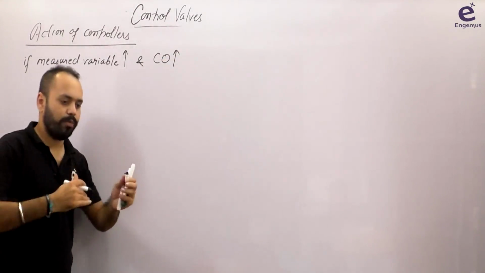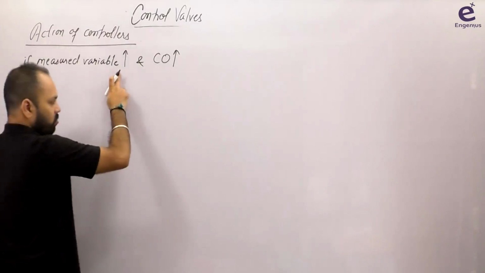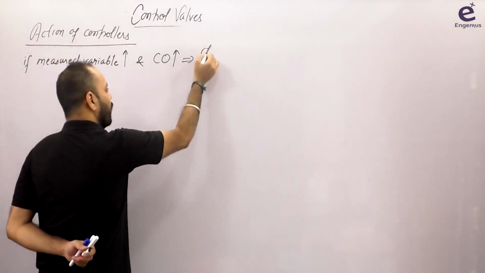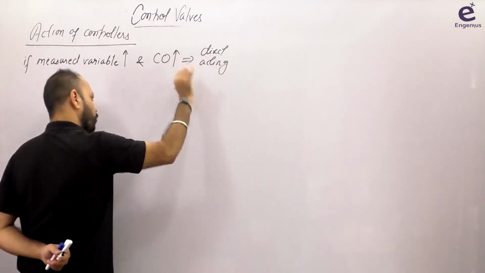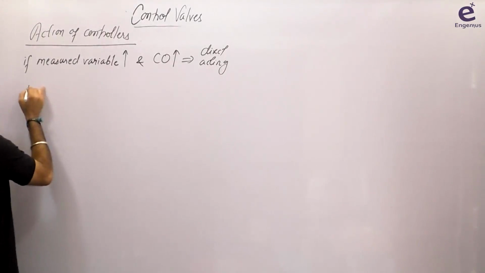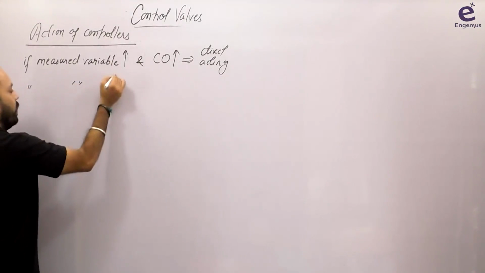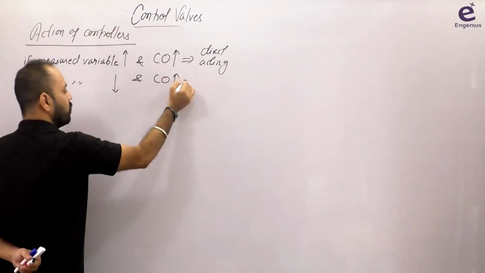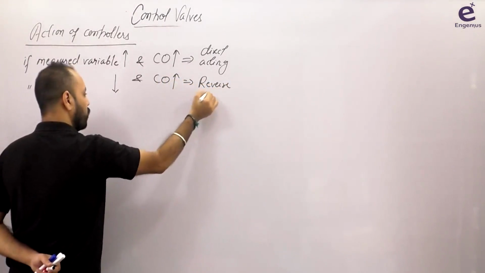तो मुझे controller का input और controller का output देखना है. Okay. So this is measured variable. If this increases and controller output increases, then direct acting controller. ये कोई नई बात नहीं बता रहा, मैंने इससे पहले जो बताया वही है. ठीक है ना. If measured variable decreases and controller output increases, then it is reverse acting or indirect acting, same thing.